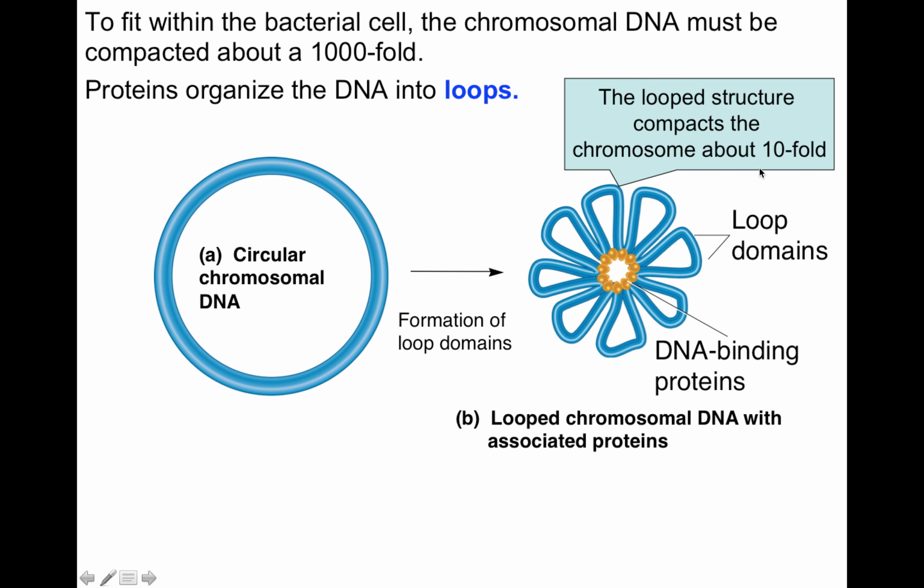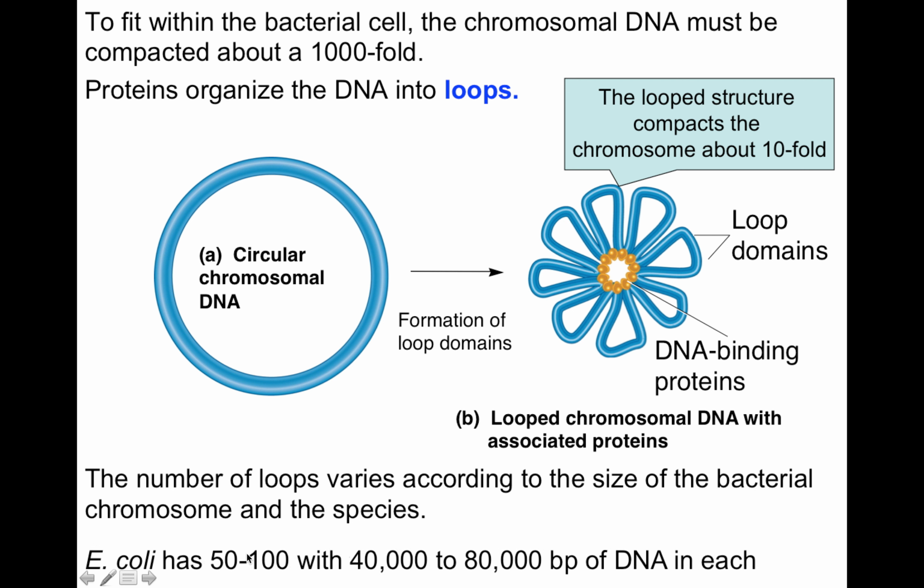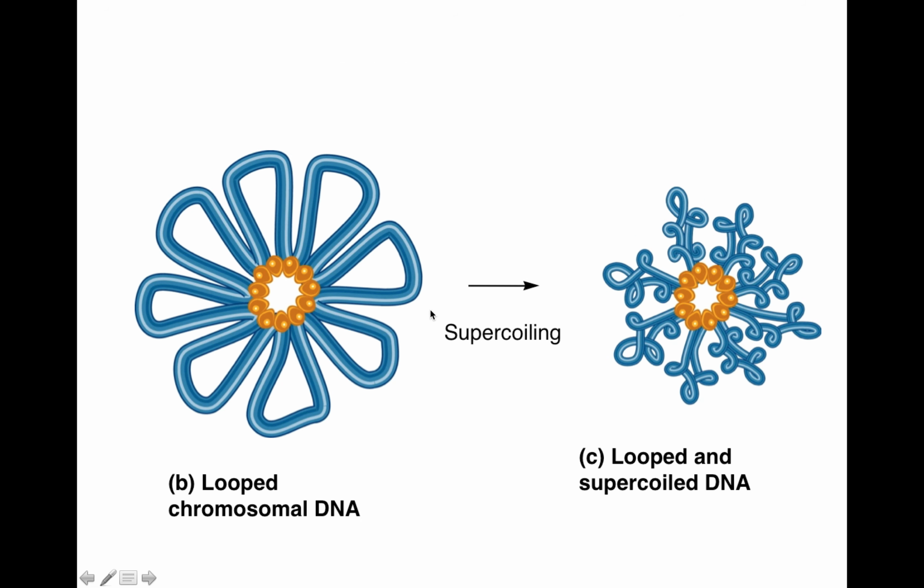The loop structure compacts at about 10-fold. So the number of loops varies according to the size of the chromosome and the species. For example, E. coli has about 50 to 100 loops with about 40 to 80,000 base pairs of DNA in each. Now, 10-fold compaction is not enough. We need to compact it further. So an enzyme called gyrase or topoisomerase introduces supercoiling into each of the loops to compact it another 10-fold, for a total of 100-fold, so we have enough compaction for the DNA to fit inside the bacteria cell.